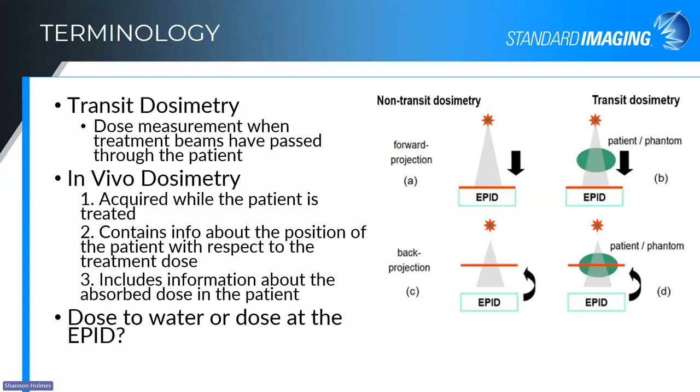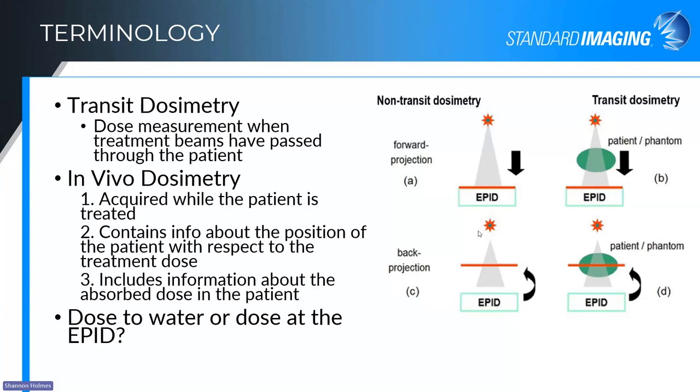Yeah. And the TG report, this schematic on the right was pulled from the task group report. And I thought it was really helpful, like you said, just to get a frame of reference of their terminology, and a picture is always worth a thousand words. So I'll go high level in explaining how this is laid out. Of course, EPIDs can be used for both non-transit dosimetry and transit dosimetry setups. So the picture explains a little bit about what that is.